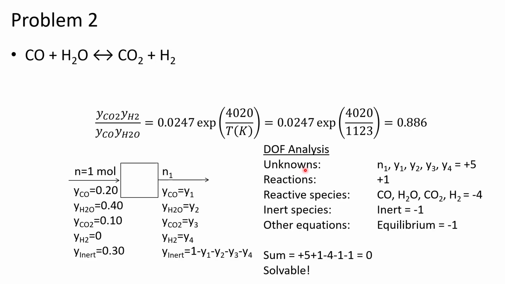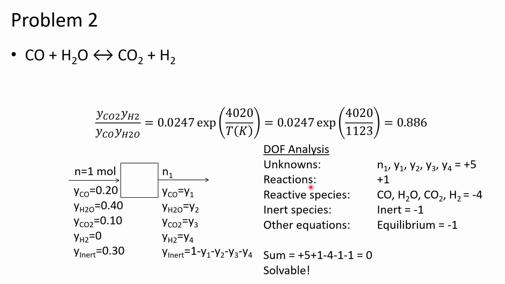First, we have to calculate the number of unknowns. There are no unknowns associated with the feed. Everything is specified, the amount as well as the mole fractions. We know nothing about the product though. So if we count the number of unknowns in the product, we have n sub 1, y sub 1, y sub 2, y sub 3, y sub 4. We have a total of 5. We'll put a plus sign in front of that. We sum up these values to determine the number of degrees of freedom that we have.